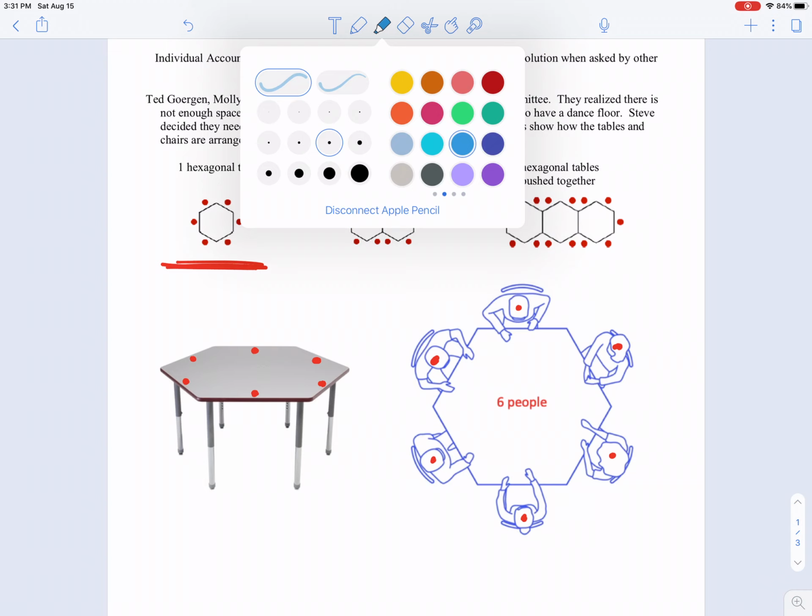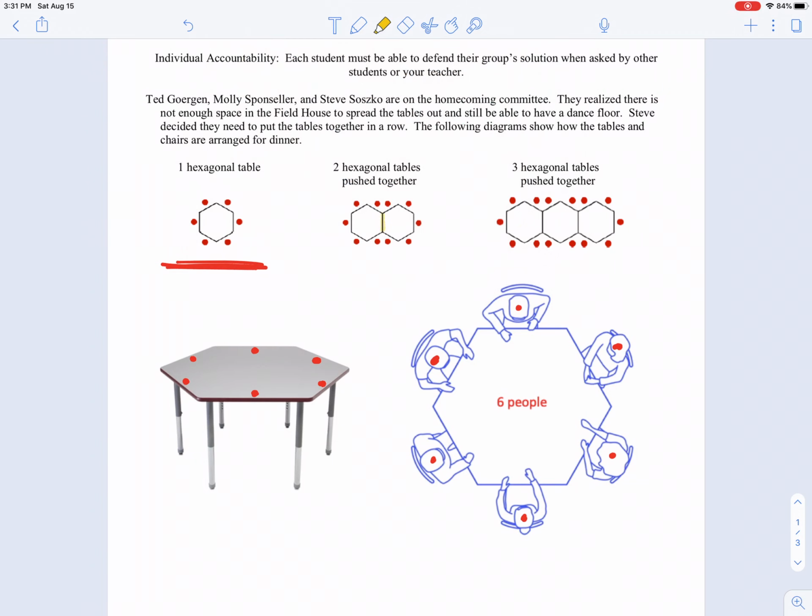But then as soon as you join the tables together, unfortunately you can't have anybody sit there. So we're going to have a different amount of students who could sit at that table. But as you can tell, it's not just going to increase by 6 each time.